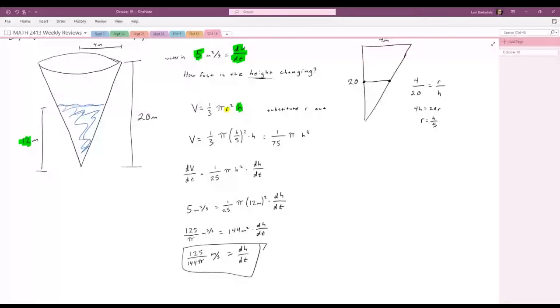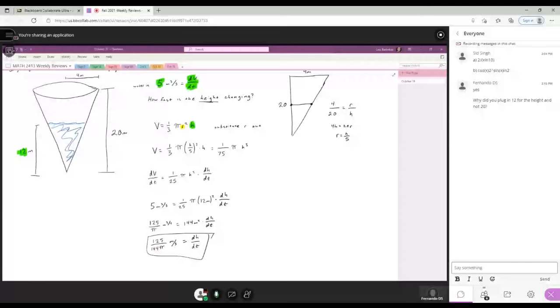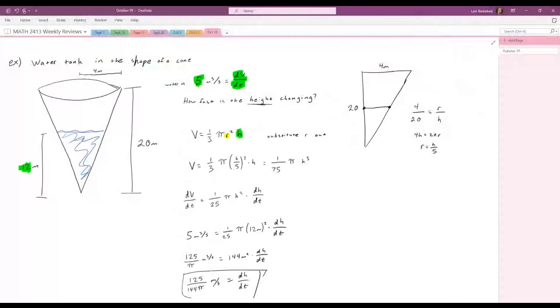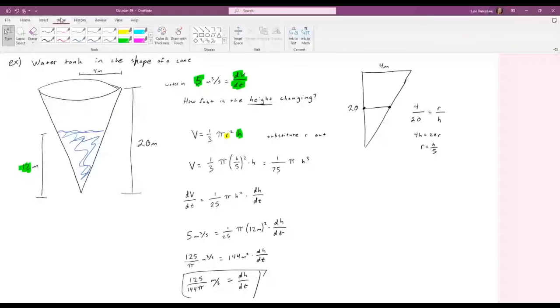Why did I plug in 12 for the height and not 20? That's a good question. The answer is because the height of the water currently is 12 meters. One thing you could think about is, what if I just made the height of my cone 12 meters taller? What if I just made it keep going?